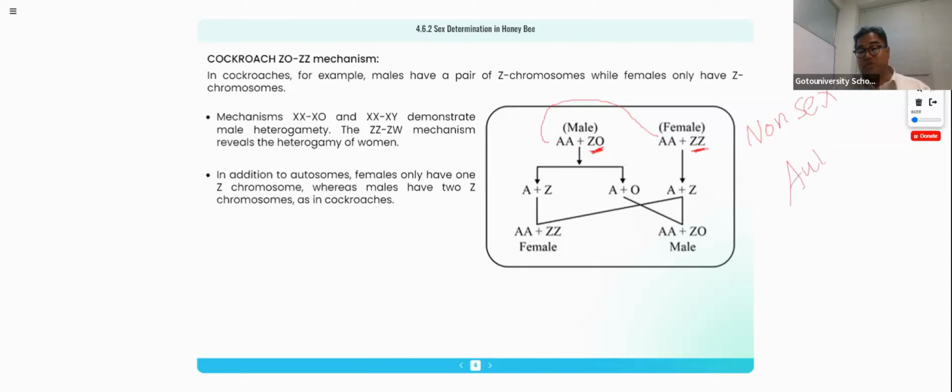So again, I'm repeating: you know what is autosome and you know what is meant by allosome, which we already discussed a number of times in the last class, right? So we need to understand what this AA denotes. Is it an allele? No. Is it a chromosome? Yes.